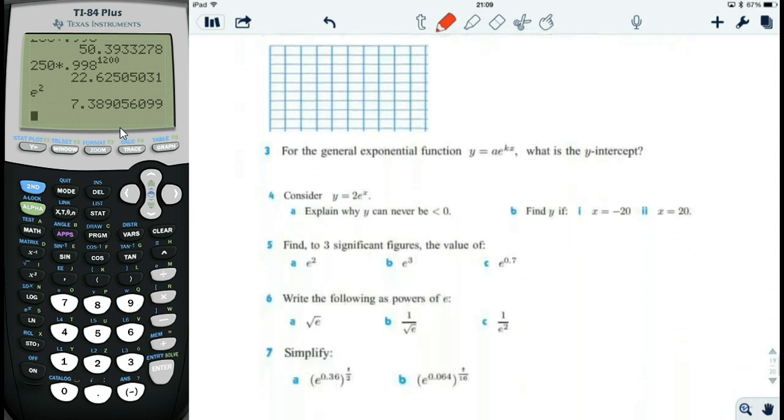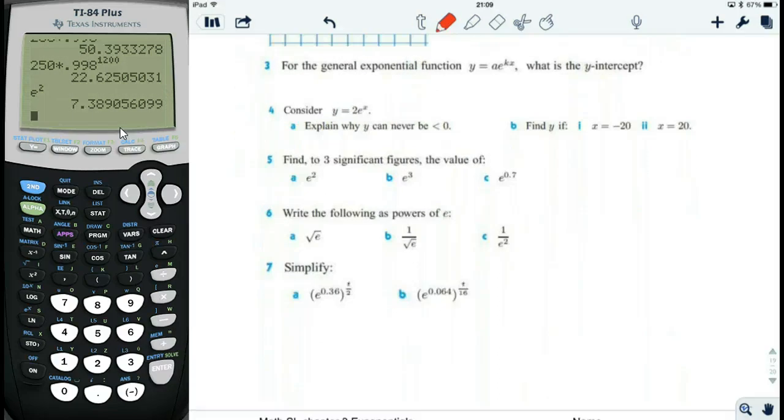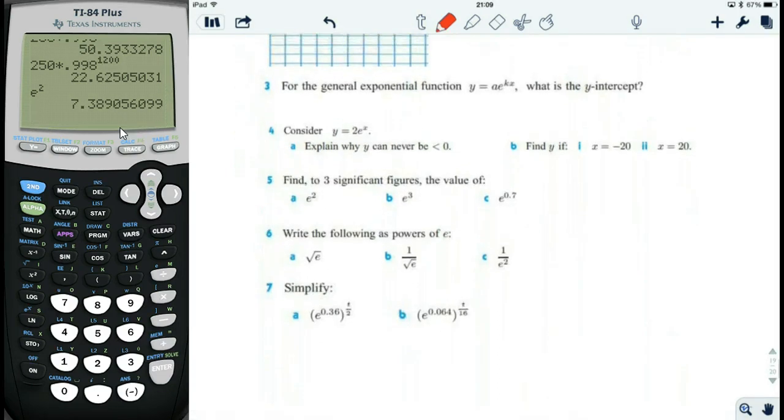I'll skip that one. Okay, what about this one? Consider y equals 2e to the x. Explain why y can never be less than 0. Well, why don't we try to make it 0 to start out with? Well, what if we put 0 in for x? What do we get? Well, if you remember, if we put 0 in for an exponent, it'll always give you 1, so e to the 0 would be 1. So y would be 2. So 0 gives us 2.